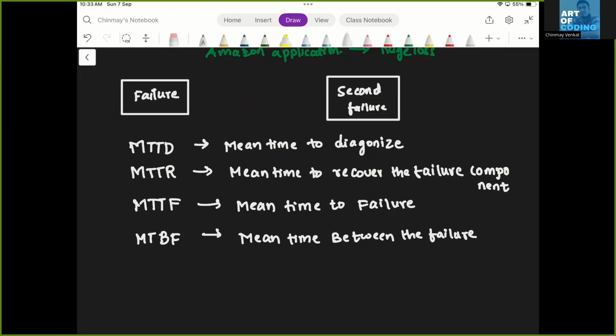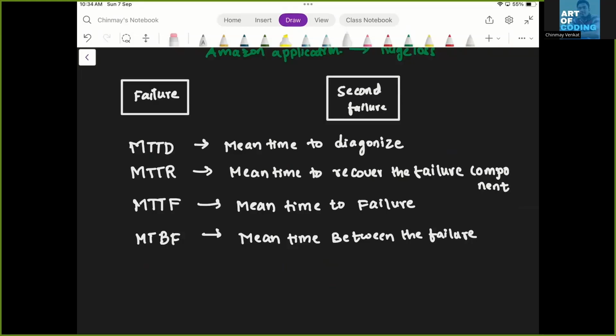We need to understand these parameters in detail. I am trying to explain that we have an application with many components. One of the components or servers had a failure, so the first failure happened. Later, after some time, a second failure happened in that particular component. Then how can the availability of that component be measured? To understand that, we need to understand these parameters.